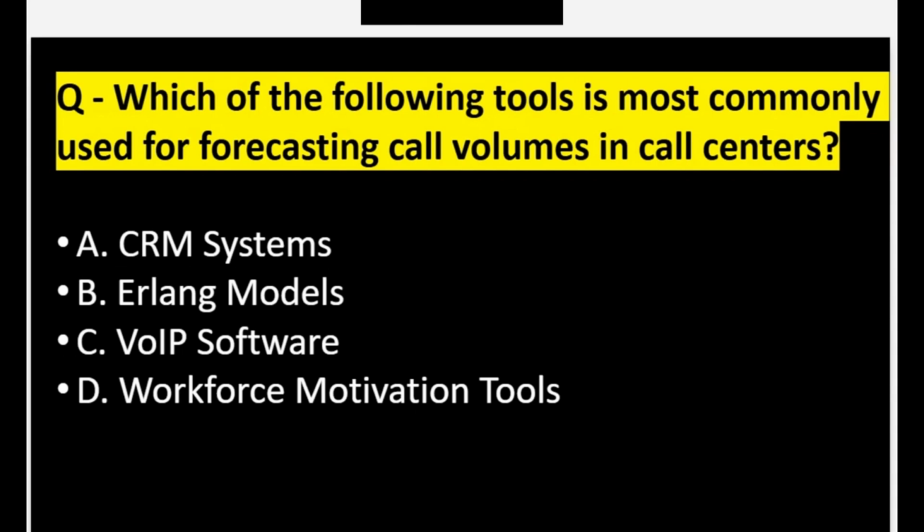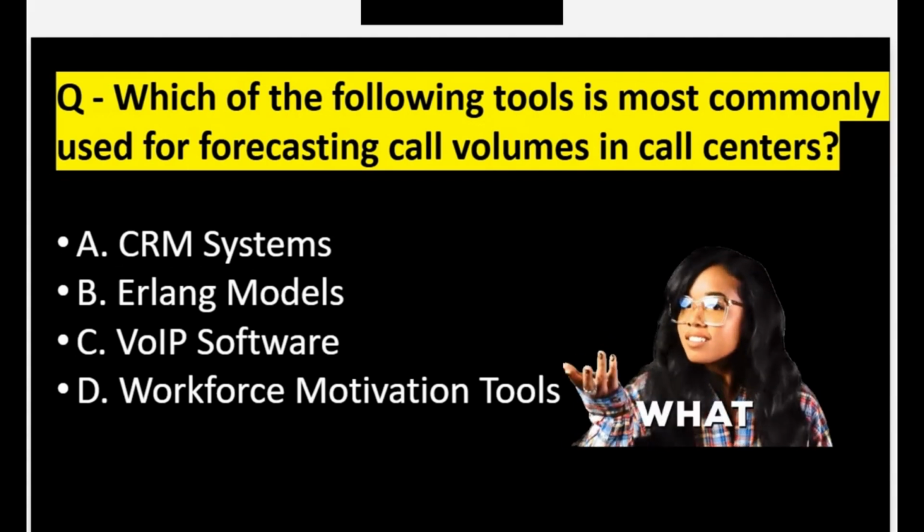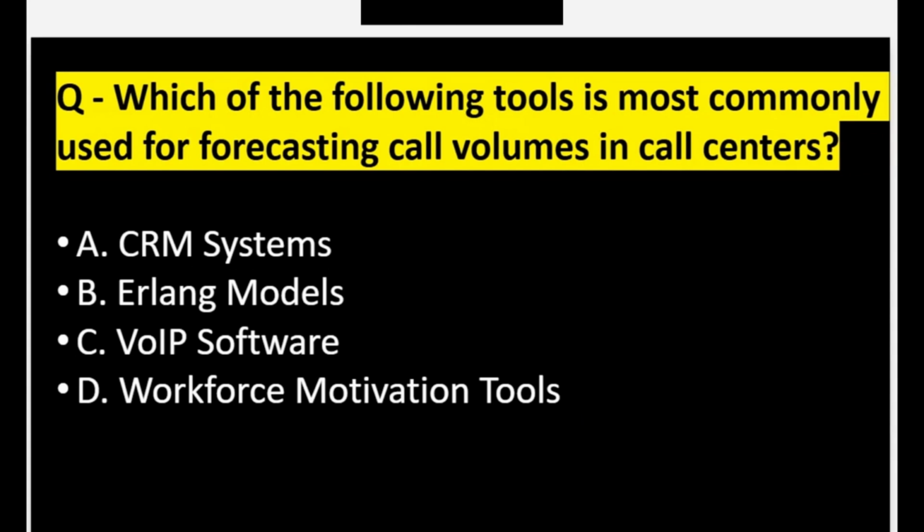Answer for this question is option number B, Erlang models. With the help of Erlang, you can find out the number of resources you need to have with the help of AHT interval wise. This is the most commonly used method in the call center that can be done in Excel, that works on three things: number of agents available, number of calls waiting, and the average time to handle the call volume. So this method is very crucial. This method is very good in finding out the details of what is required, and with the help of this you can get your work done very easily.